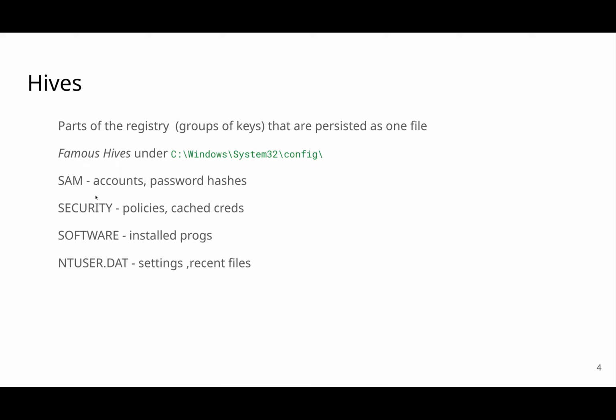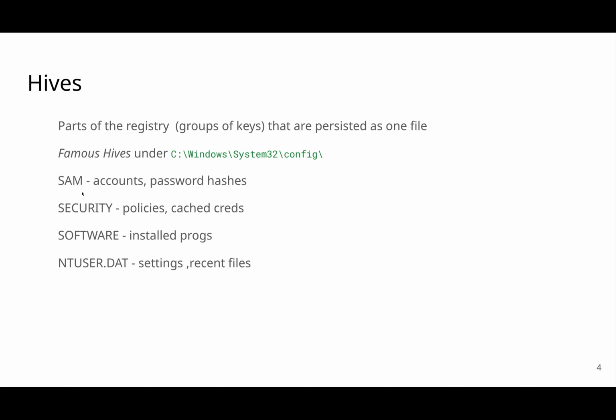We also have the security hive, which contains various policies for the system, and also the cached credentials. That's very important. And we have software, which is, as I mentioned before, the set of installed programs, and NTUSER.DAT, which is a user-related hive that contains user-related settings. For example, what programs a user might want on their startup, or the recent files they opened. NTUSER is a relic from the time that this was implemented on Windows NT, which is why you see NT-user here.